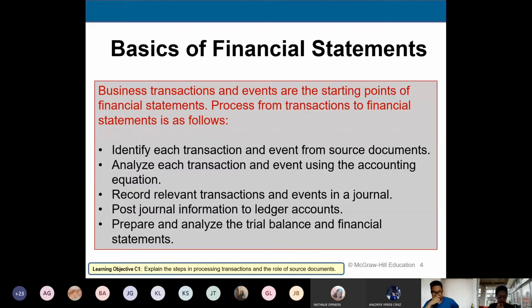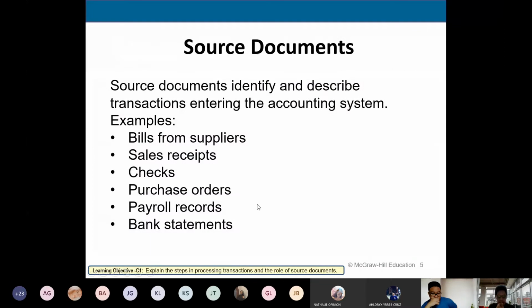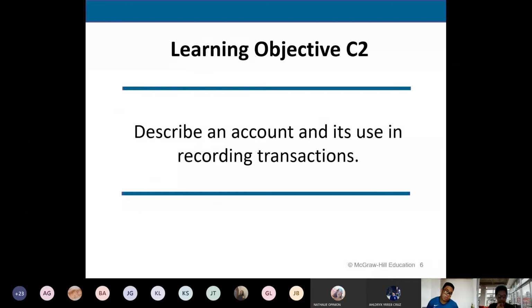There should be a business financial transaction, of course. Each business transaction should have a corresponding source document that would support, no. These source documents would be the support for each business transaction. Okay, we have to analyze it before we can actually record it in the relevant journal. Okay. So, next tayo. See, these are some of the examples of source documents. Okay. Describe an account and its use in recording transactions.